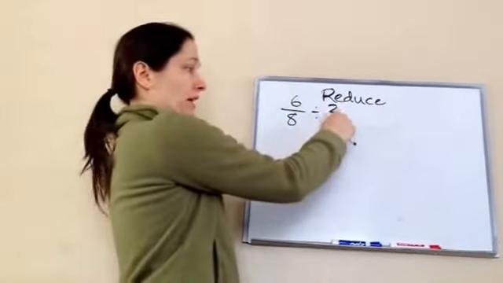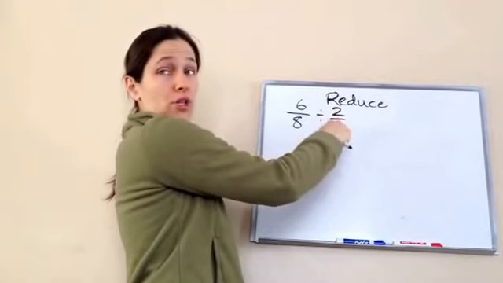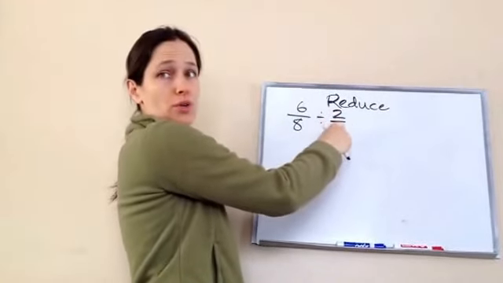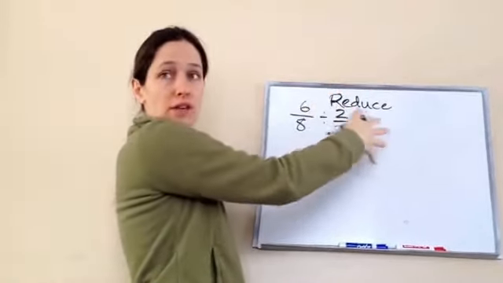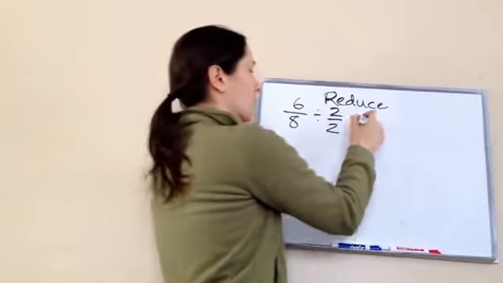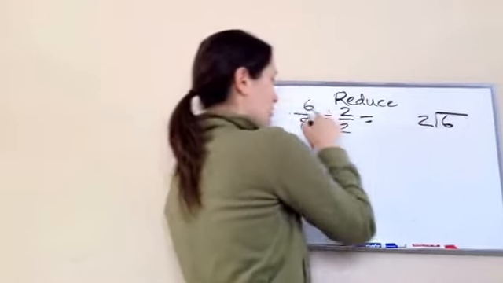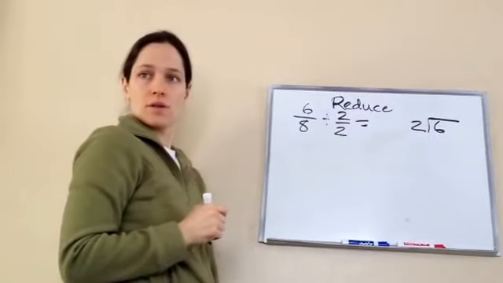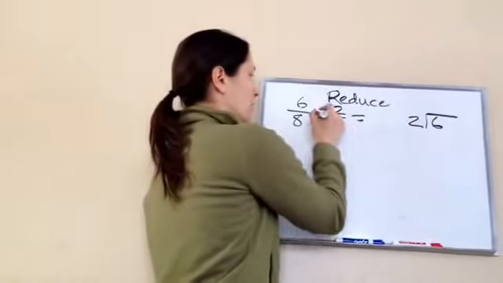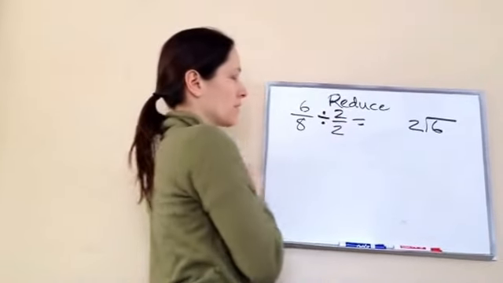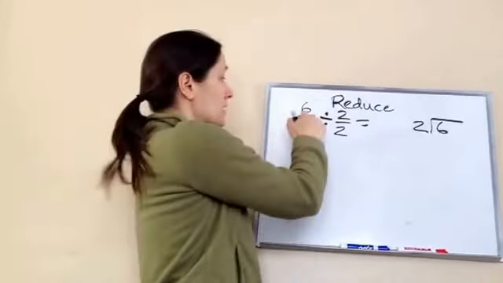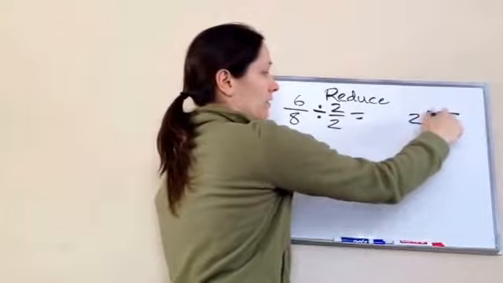Yeah. Now you remember you have to have the same number here when you're reducing. I can't do 1 over 4 and 1 over 2. That doesn't make it equal in value. Okay, so what is 6 divided by 2? 6 divided by 2.